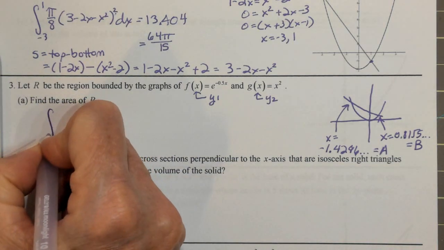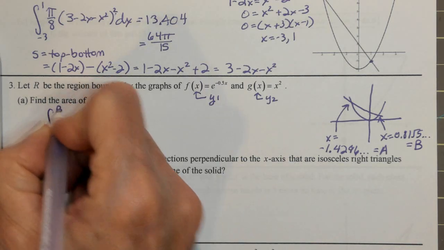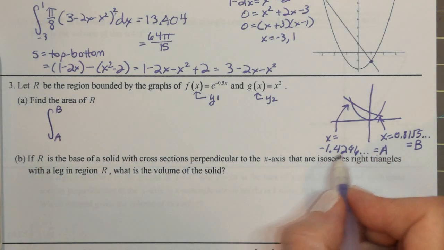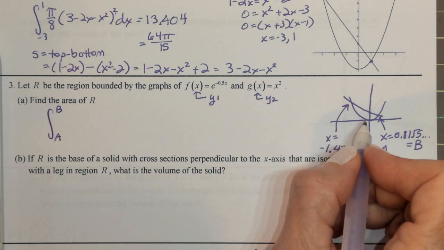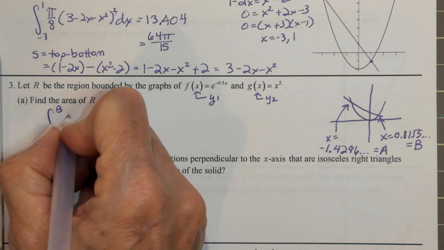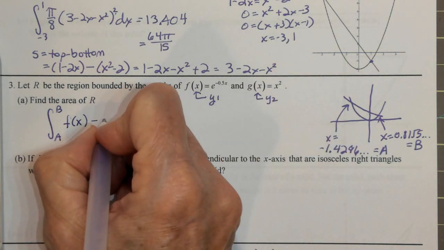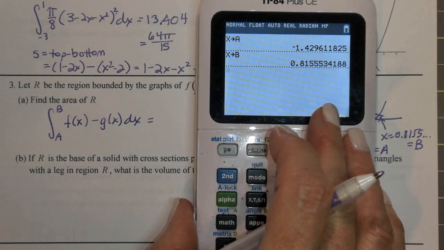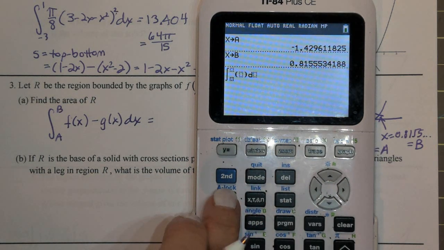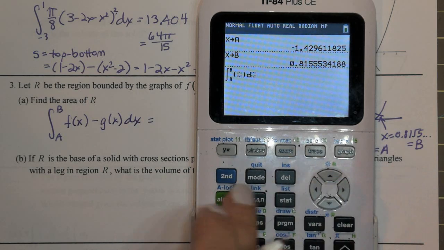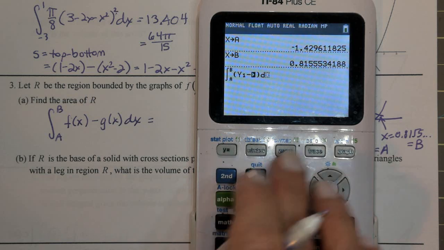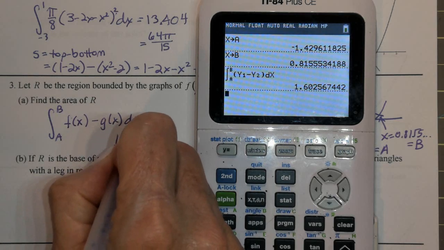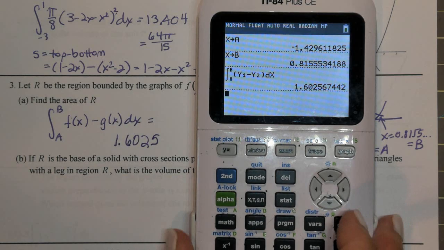Area. Integral a to b. And since I told the grader what a and b are, I can just write a and b. I don't have to write those decimals. Top minus bottom. Top is the exponential curve. Bottom is the quadratic. And into my calculator I go. Math 9, a to b, y1 minus y2 dx. 1.602. Give at least 3 numbers after the decimal point.